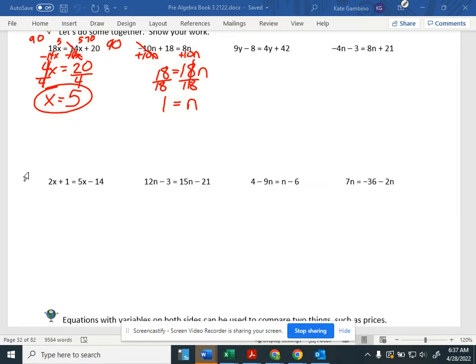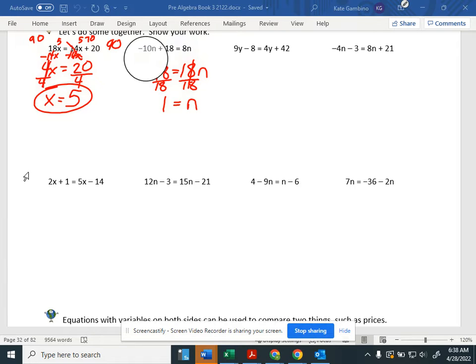So I'm going to check my work. If I put a 1 in for my n's, I have negative 10 times 1 is negative 10, plus 18. So negative 10 plus 18 is 8. 8 times 1 is 8. So I have 8 equals 8, which is a true statement.